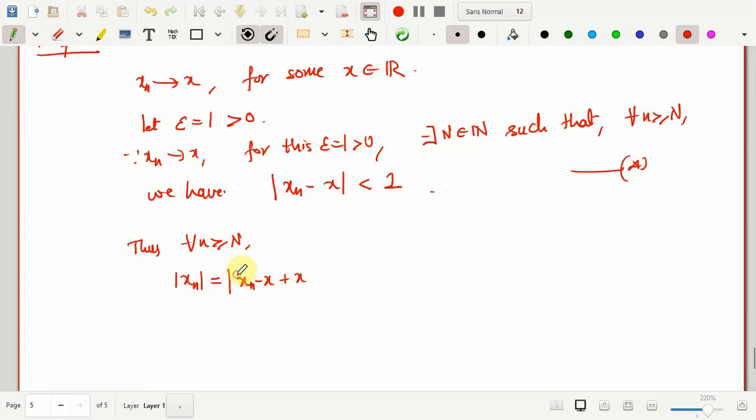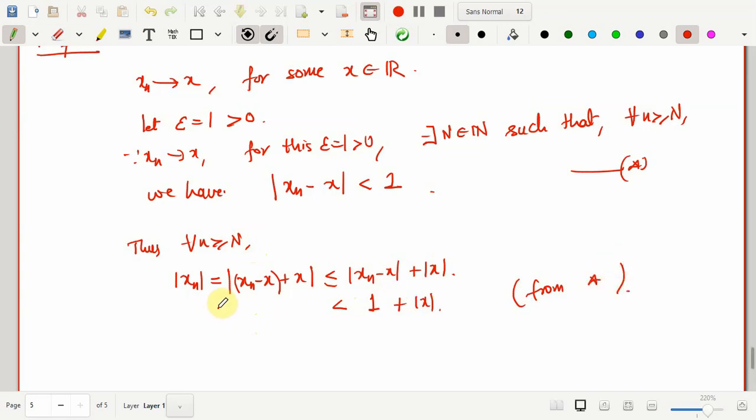Now I'll put this in brackets and apply the triangle inequality, because I know that for n greater than or equal to N, this term mod of xn minus x can be made less than some fixed point. So this is less than or equal to mod of xn minus x plus mod of x, right? And now since I know that this quantity is less than 1, the whole quantity is now less than 1 plus mod of x. This is from star. By the way, this is not true for every natural number. It is true only for those n which are greater than or equal to this capital N.